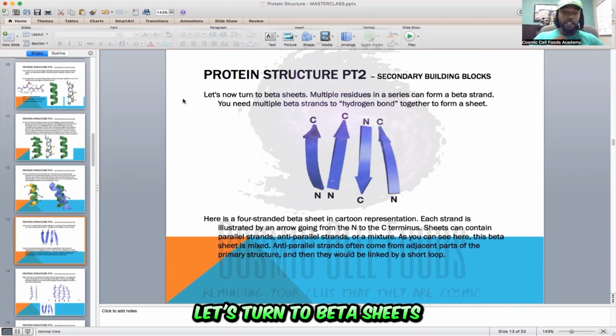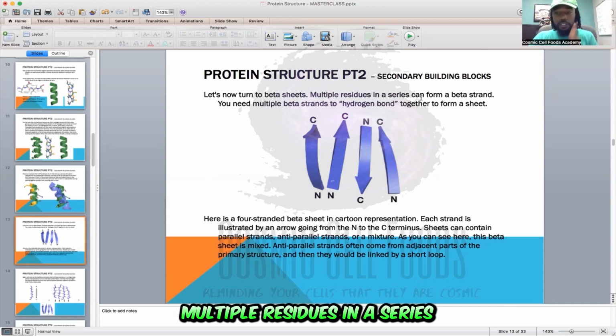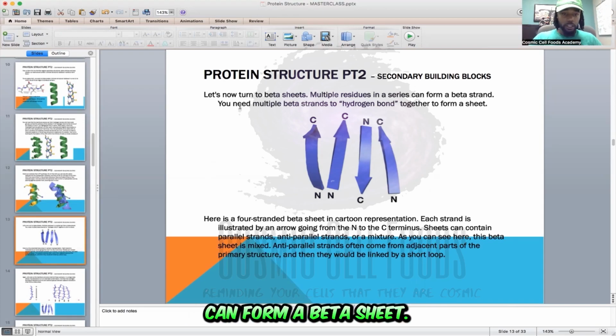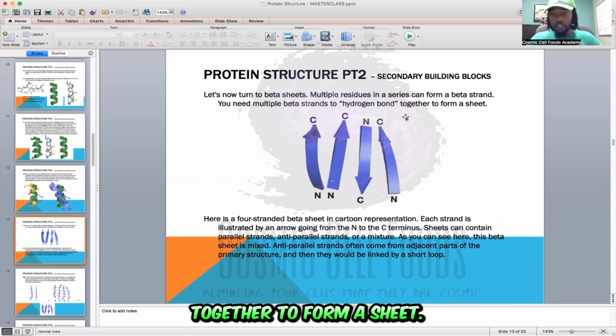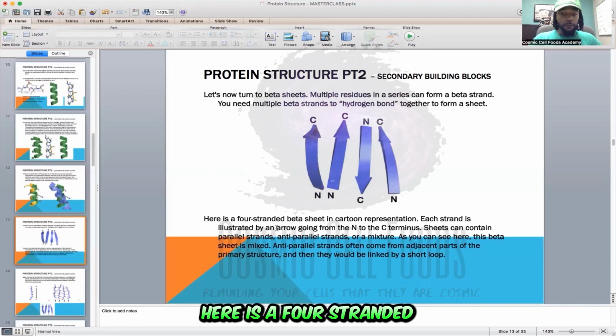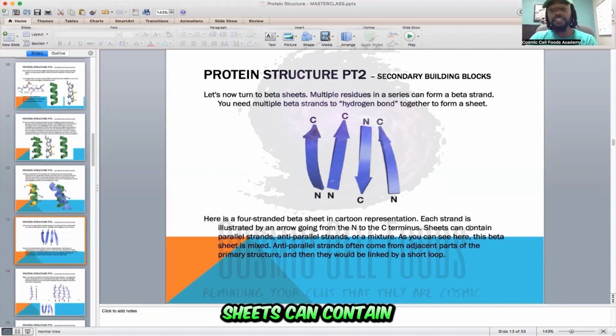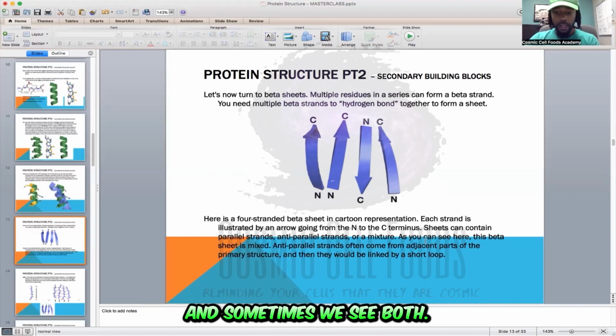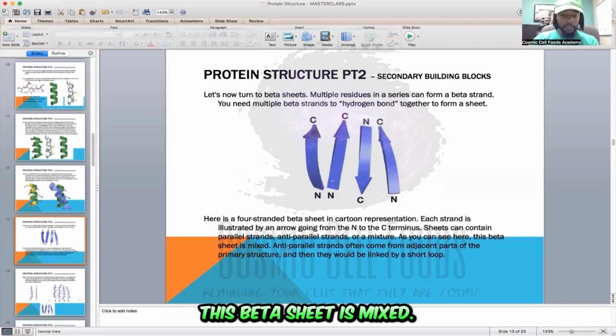Now, let's turn to beta sheets. Multiple residues in a series can form a beta sheet. You need multiple beta strands to hydrogen bond together to form a sheet. Here is a 4-stranded beta sheet in cartoon representation. Each strand is illustrated by an arrow going from its N terminus to the C terminus, as you can see here. Sheets can contain parallel strands, anti-parallel strands, or a mixture of both, as we see here. As you can see, this beta sheet is mixed.